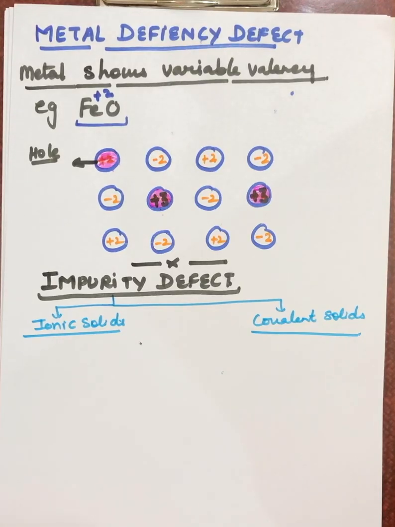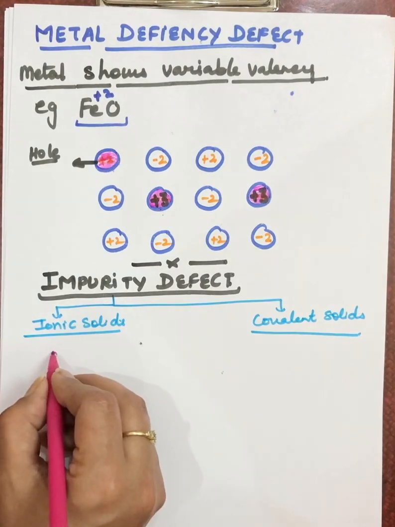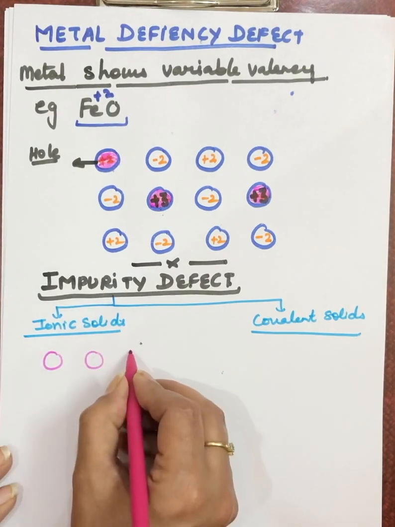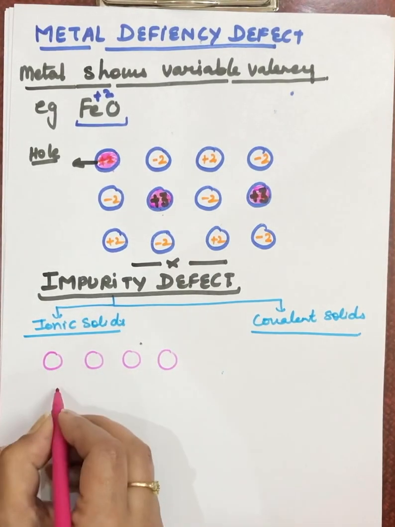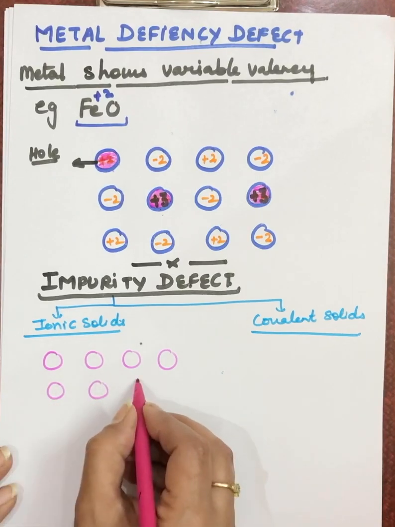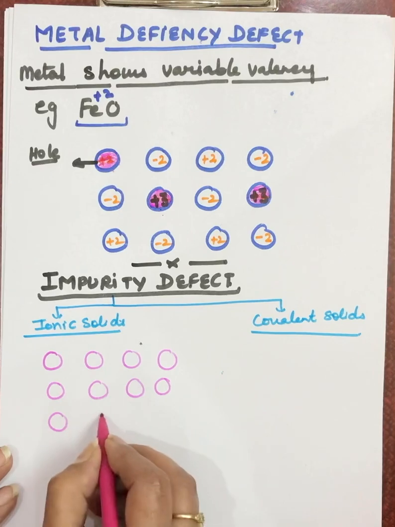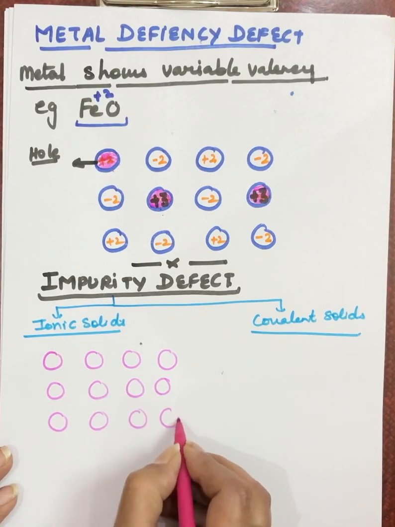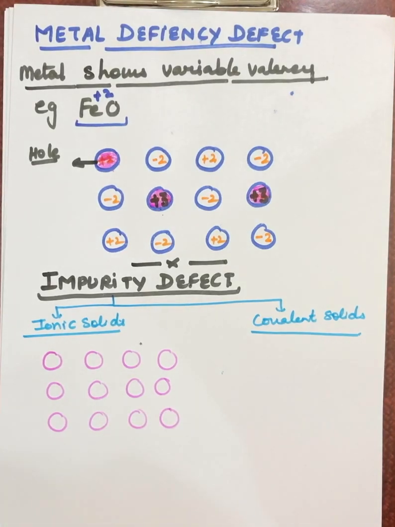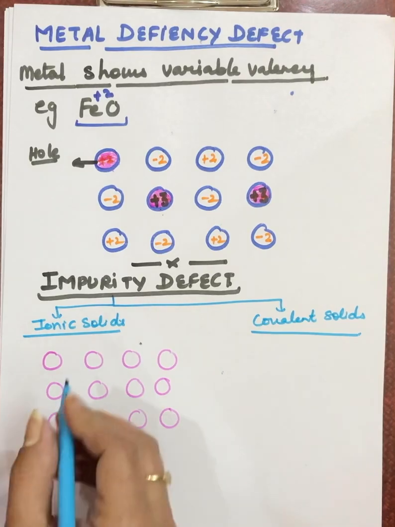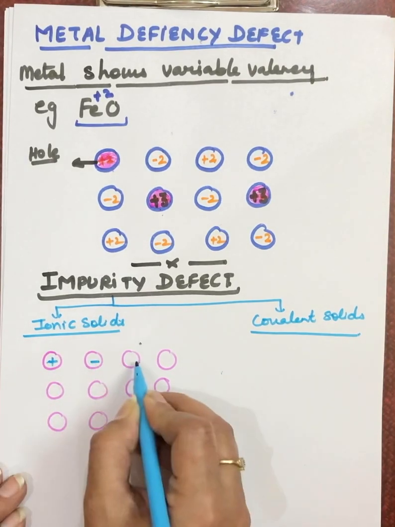The example I'm taking here is molten NaCl. But when this compound is made, some impurity of strontium chloride is left here. So what will happen because of this impurity of strontium chloride? This is Na+ Cl-.